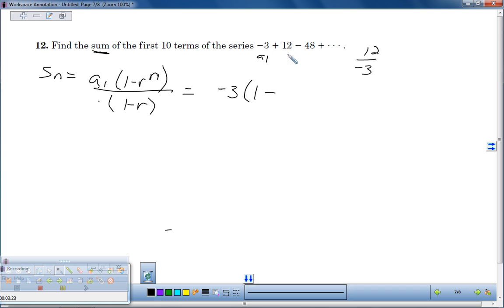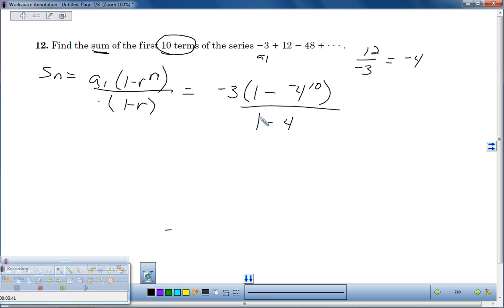Now remember, it's any 2 terms in the sequence. We could take negative 48 and divide it by 12. But we end up with negative 4. And we're going to take that to the 10th power. That's our n.